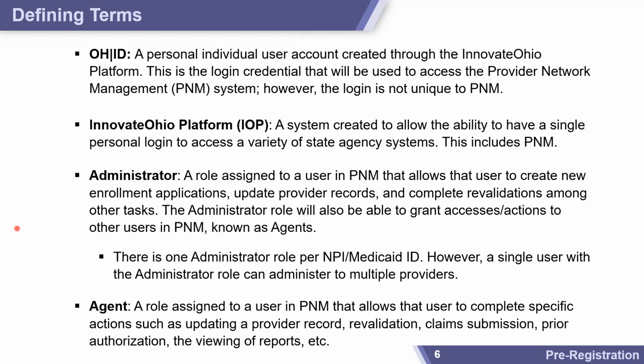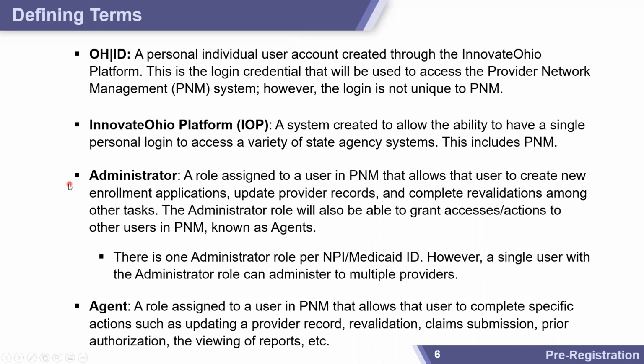So this Ohio ID login is not just for P&M, it's for a variety of systems, and P&M just happens to be part of that list of different systems as well. So you'll need an Ohio ID to log into P&M if you don't already have one. Then we take a look at our bottom bullet points here. Here are those 2 roles we mentioned within the P&M system. We have the administrator role and the agent role.